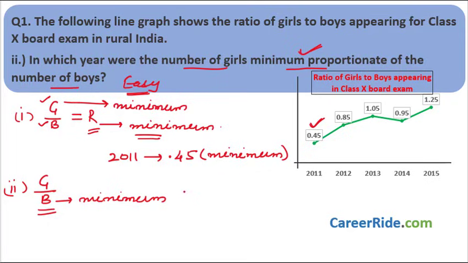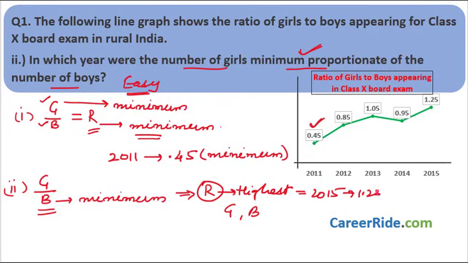So for which year is it happening? It is happening in the year when the value of G upon B, the ratio, is highest, right? It means the value of R has to be highest. It is for that year that the number of girls is highest and the number of boys is lowest, right? And that is when the boys are minimum proportionate. Which year is that? It is the year 2015, when the value was 1.25.